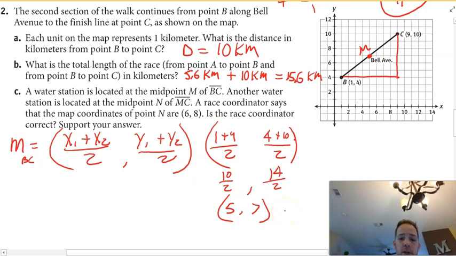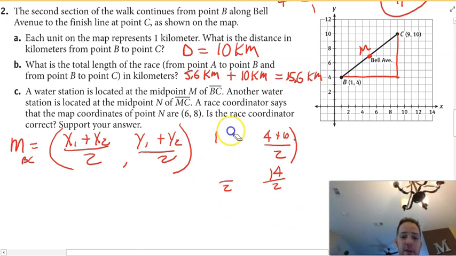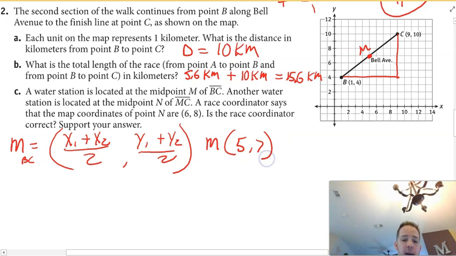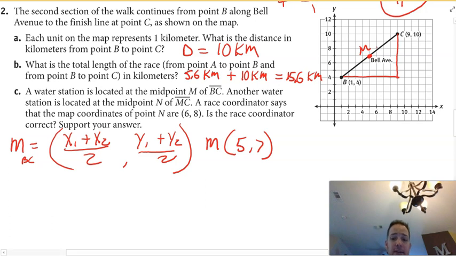All right, so now that we know that M is at 5, 7, I can now find the midpoint of MC and find out where N is and see if it's at 6, 8. So if I go to 6, 8, it doesn't even look like that's on the line, which is a big indicator that's probably not the midpoint. So my initial guess is definitely that it's not the midpoint.